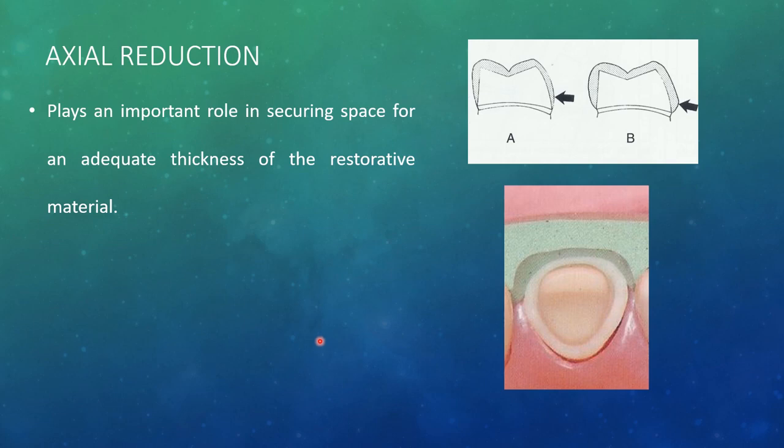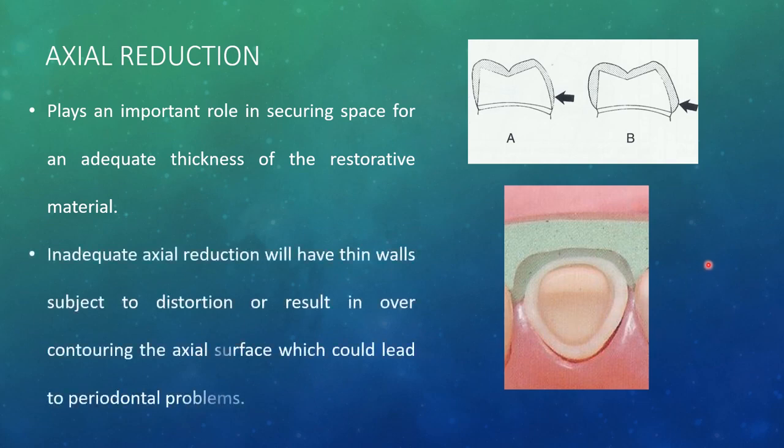So coming to the axial reduction, this also plays an important part in securing space for an adequate thickness of the restorative material. So yes, the axial preparation has to be really good. Inadequate axial reduction will have thin walls which are subject to distortion or result in over contouring of the axial surface, which would lead to periodontal problems. Any inadequate reduction anywhere would definitely affect the periodontium and cause periodontal problems. To be taken care of seriously.